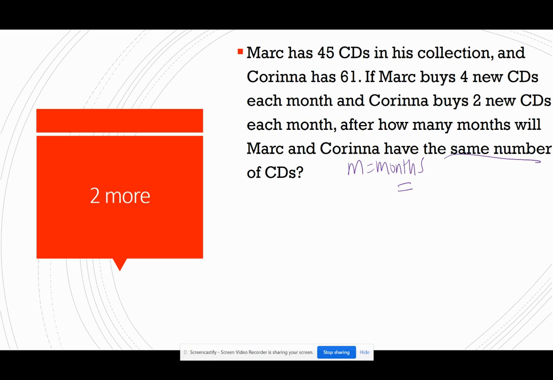So we're going to look at Mark alone. Mark's going to be the left side. So Mark buys 4 new each month. So 4M, that's our rate, plus our original 45. That's how many he started off with. Karina buys 2 each month, but she started off with 61. Now we solve. We get 4M plus 45 equals 2M plus 61. So 2M equals 16. M is 8. So after 8 months, they'll have the same amount of CDs, and you're good to go.